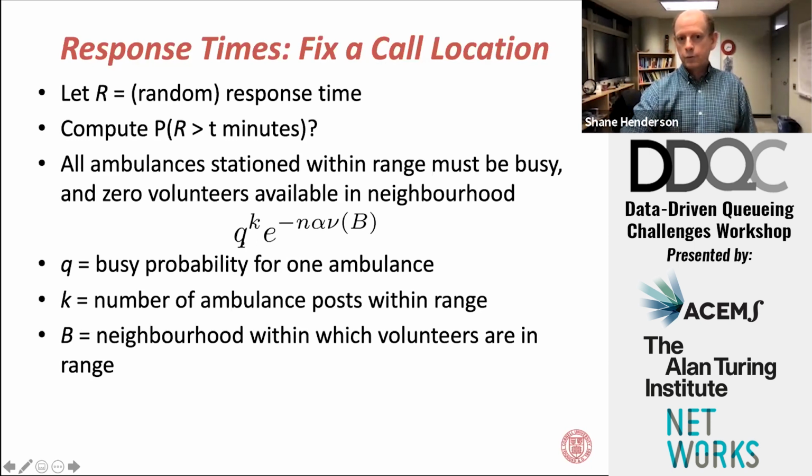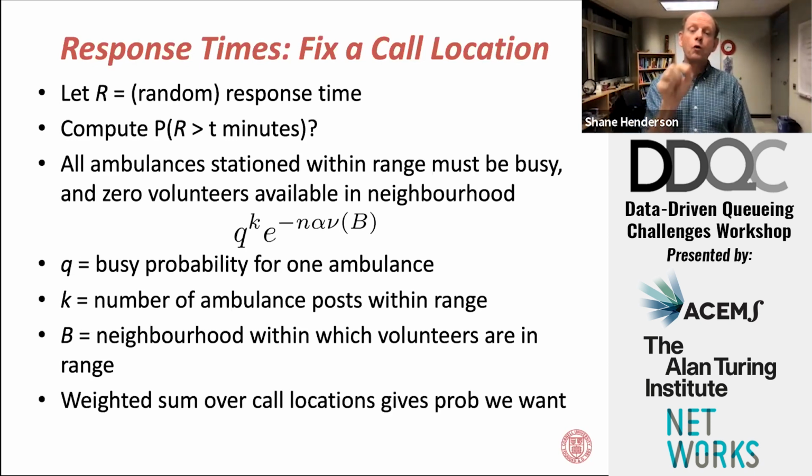So for each ambulance, we're assuming that they're busy or not independently. And so if they're busy with probability Q, the probability that all K ambulances that are based nearby are busy is Q to the K. And then we multiply that by the probability that there are no volunteers available in the neighborhood. So this assumes that individual ambulances are busy or not independently from one another. And that's not true, but it's a reasonable approximation that's used in lots of modeling in the ambulance services. So we're going to use that. And this B here is just the neighborhood within which volunteers could respond within time T.